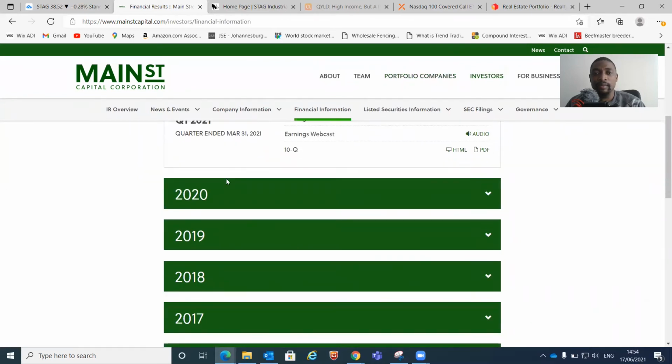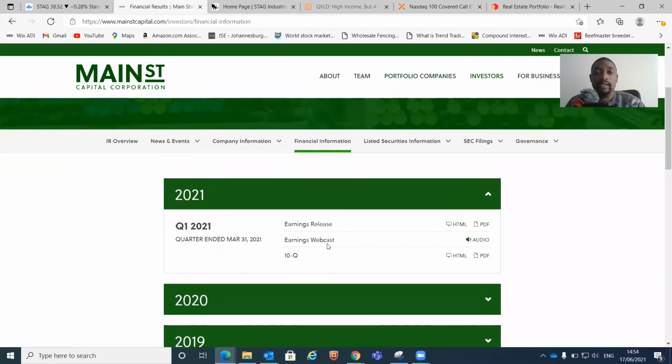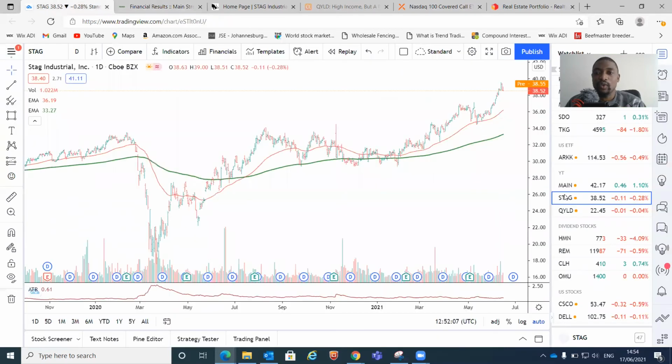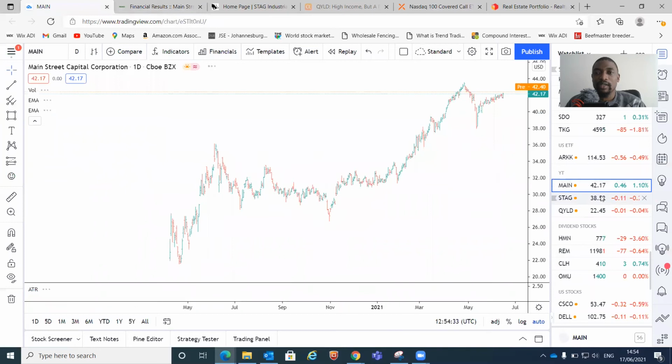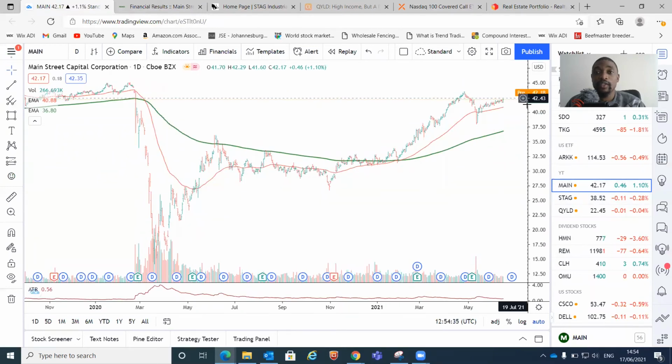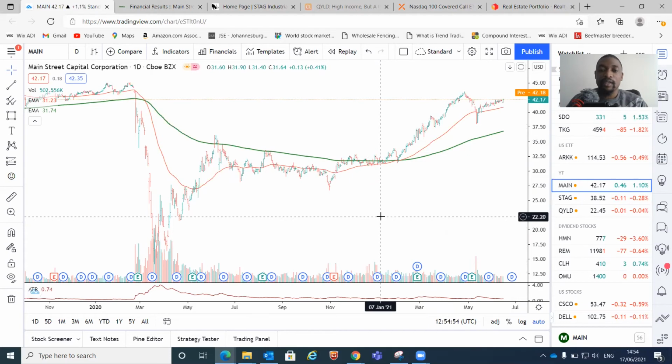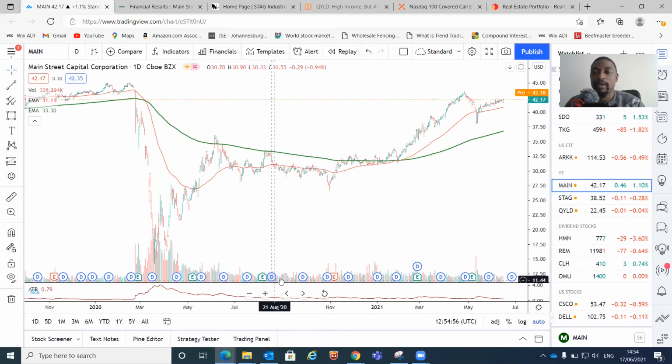They do report their results quarterly, but what is important is that this company does pay a monthly dividend. So let's go to the chart. The stock is currently trading at $42.42. As you can see, it's been on a nice uptrend. Ideally, I would have wanted to buy this stock around $30 per share, but I just found out about this stock recently, so I missed all that run. And as you can see, the stock does pay those monthly dividends.